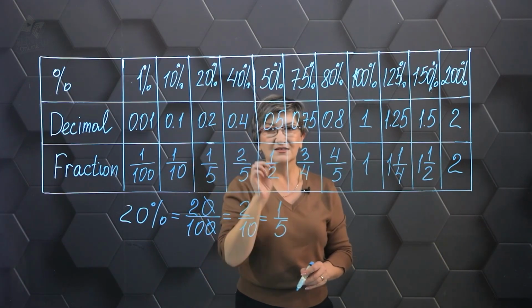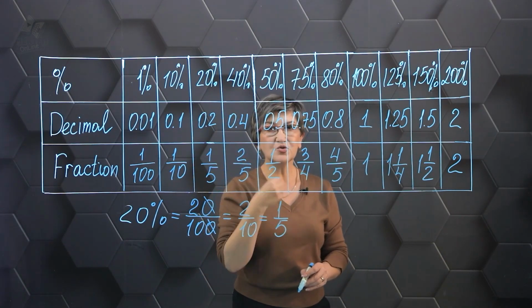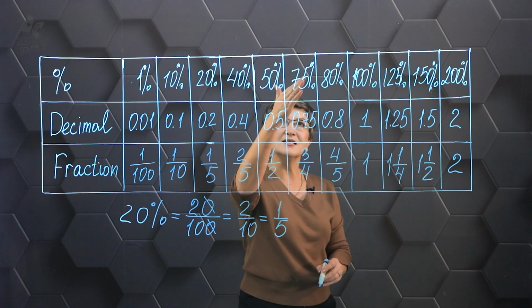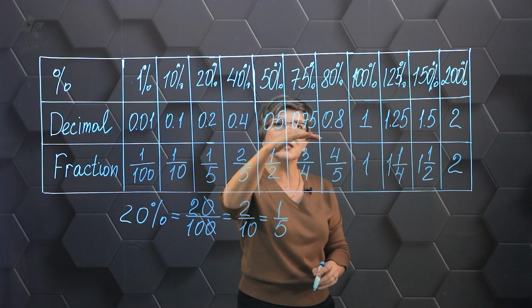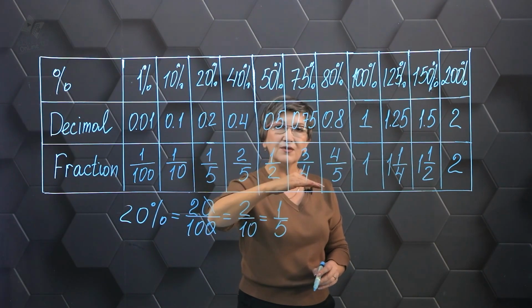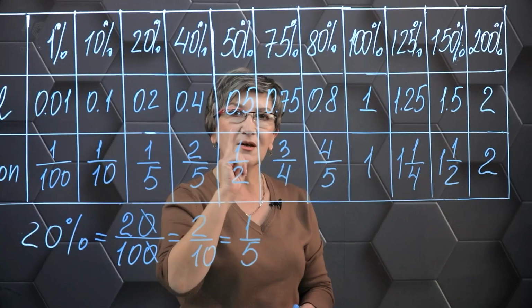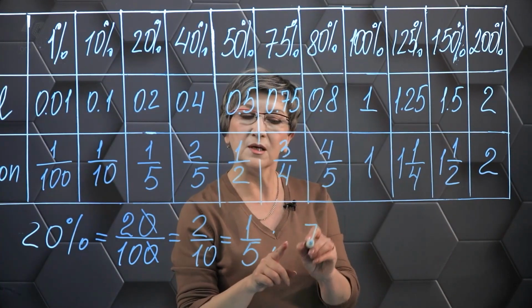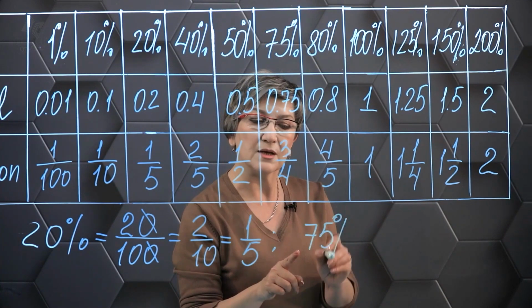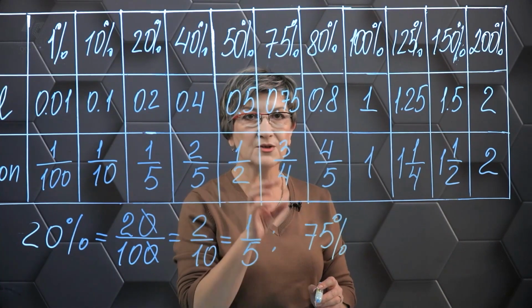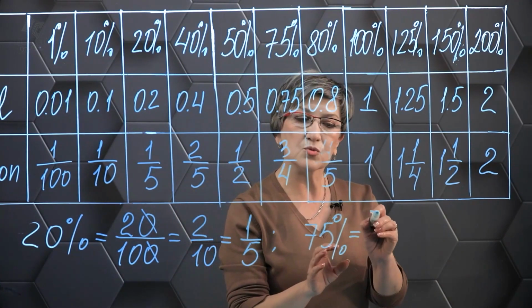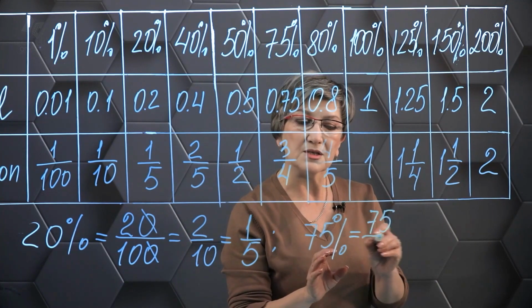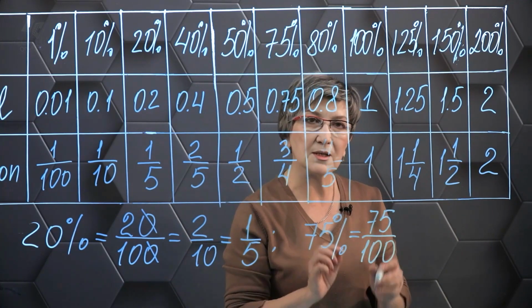50%. Is it 0.5 or 1/2? And 75%, is it 0.75 or 3/4? Let's write it down together, so that we can convert 75% to a decimal fraction. We need to write 75 in the numerator and 100 in the denominator. This way, we can easily convert percentages to decimals for calculations.